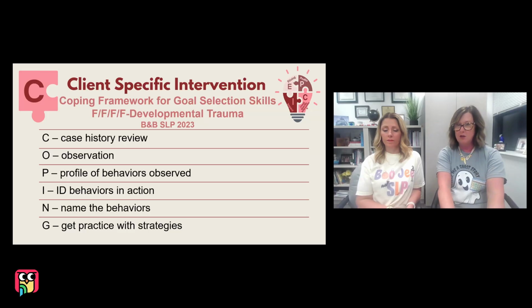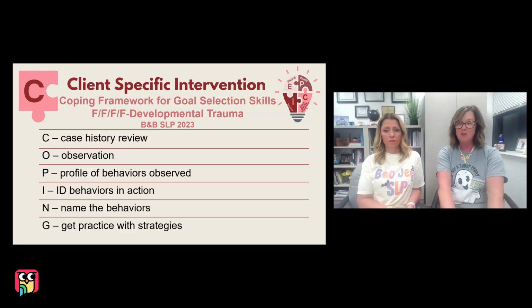And then moving into intervention, we want to identify the behaviors in action with the client and then name them or label them. We want to use the vocabulary: fight, flight, freeze, fawn. We want to say, you're being controlling, you're being silly. We want to use that vocabulary. So we really, in our treatment, think about identification and naming specifically in the moment, in real time, the behaviors that we see.